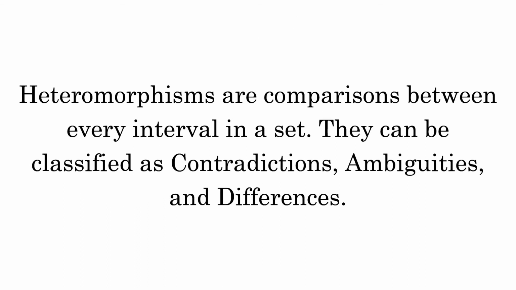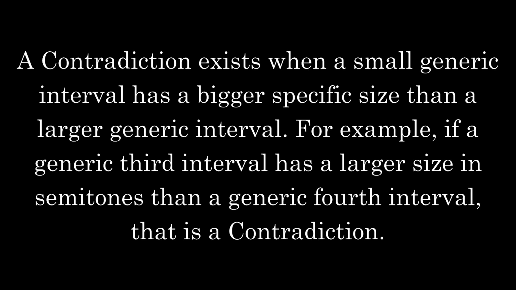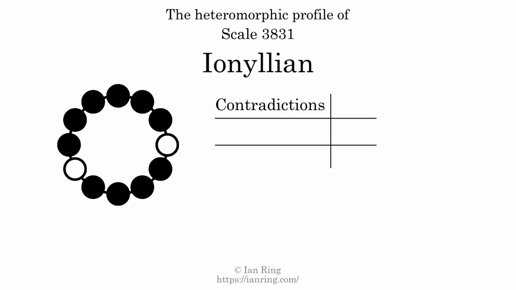Heteromorphisms are comparisons between every interval in a set. They can be classified as contradictions, ambiguities, and differences. A contradiction exists when a small generic interval has a bigger specific size than a larger generic interval. For example, if a generic third interval has a larger size in semitones than a generic fourth interval, that is a contradiction. The number of contradictions in this scale is 0.